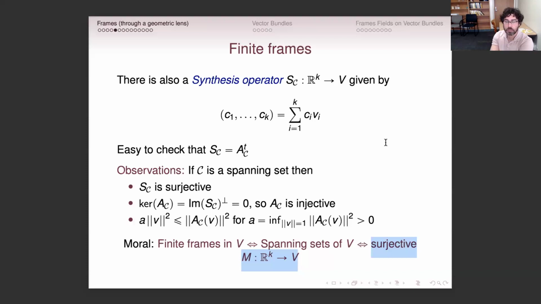Yes. For this highlighted part, is M the same thing as S*? Yes. So if you have a surjective linear map, you can identify it as the synthesis operator of some collection. You take the image of the standard basis in R^K, and that will give you a spanning set, a frame, and if you take that collection, then the synthesis operator is M. Any other questions?